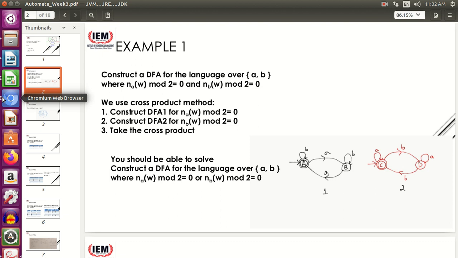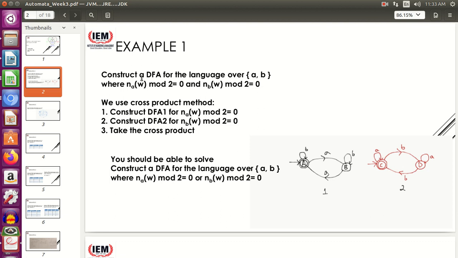If you look at the question, it says: construct a DFA for the language over a, b where the number of a's should be divisible by 2, and the number of b's should also be divisible by 2. Entire length divisible by 2 is fine, but individually the number of a's and number of b's should also be divisible by 2. That is the thing we have to maintain, because the entire length being even is something else, and individually the number of a's and b's being even is something else. So this question says the number of a's should be even as well as the number of b's should be even.